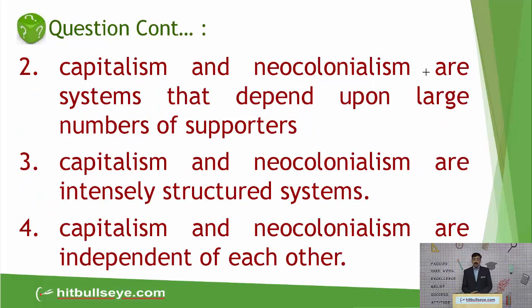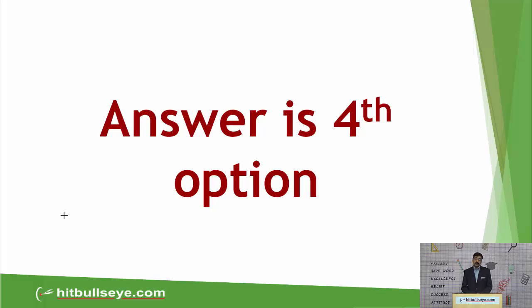So these are other 3 options, and if you look at option 4 carefully, you will find that option 4 is going totally against the very first line of the passage. In very first line it was mentioned that they feed upon each other, and option 4 is saying that they are independent of each other. So this is not going as per the passage, therefore this is an answer option. So answer to this question is fourth option.